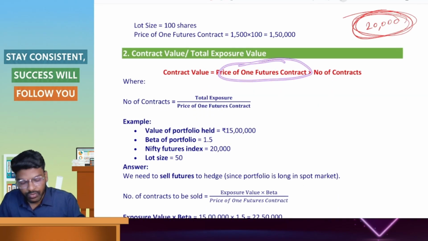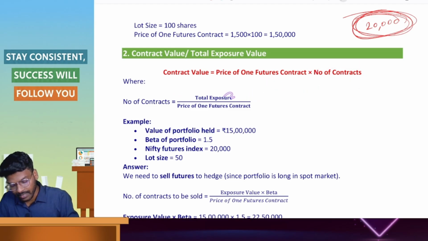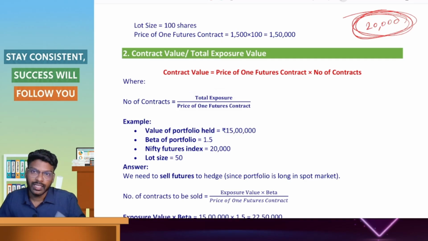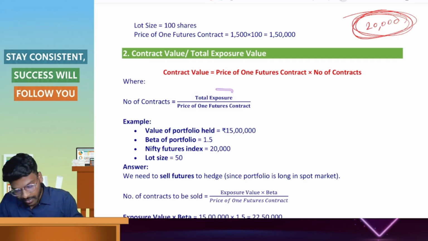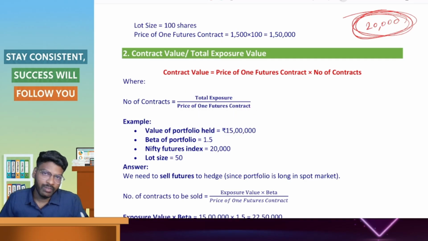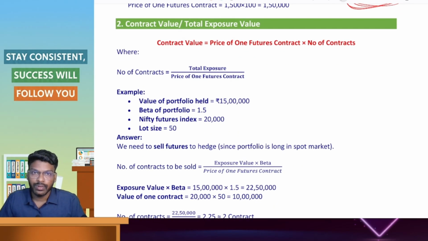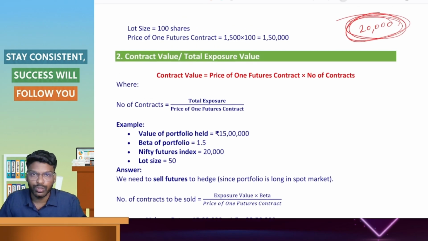The price of one future contract we have determined, multiplied by the number of contracts. The number of contracts will be computed using the same formula: total exposure value, that is risk value, divided by the price of one future contract. Risk value can be computed as exposure value into beta. Beta will be multiplied with the exposure value.